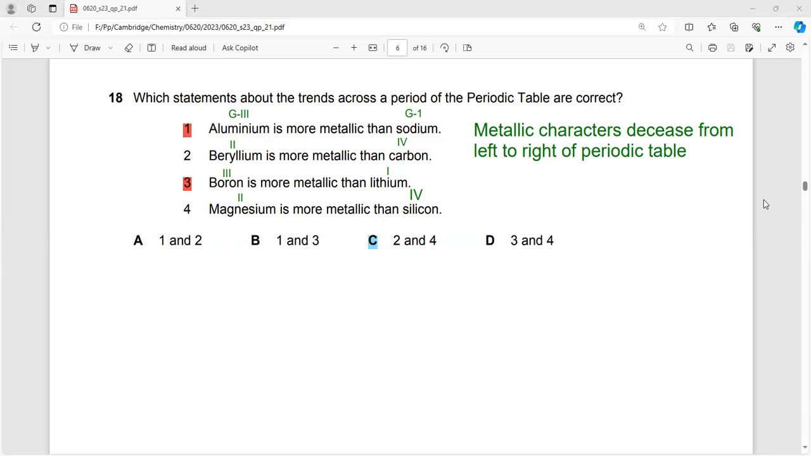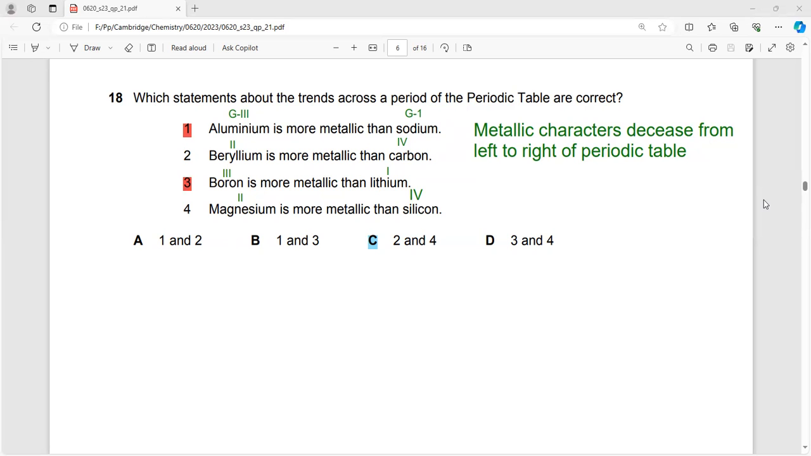Why? Because aluminium is present in group 3, and sodium is present in group 1. So sodium is more reactive as compared to aluminium. Here, number 2, beryllium is more metallic than carbon. So that is a correct statement. Why? Because beryllium is present in group 3 and carbon is in group 4. So carbon is coming after if you move from left to right in a periodic table. So that's why it is a correct statement.